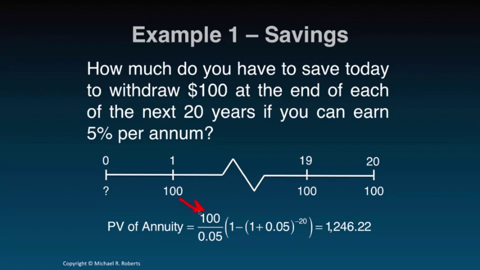The cash flow CF is 100. The discount rate R is 5%. And the time of the cash flows is 20 years. Plugging all those numbers into the formula and computing, we get the present value of these cash flows is $1,246.22. That's how much money I have to save today in order to withdraw the $100 every year.